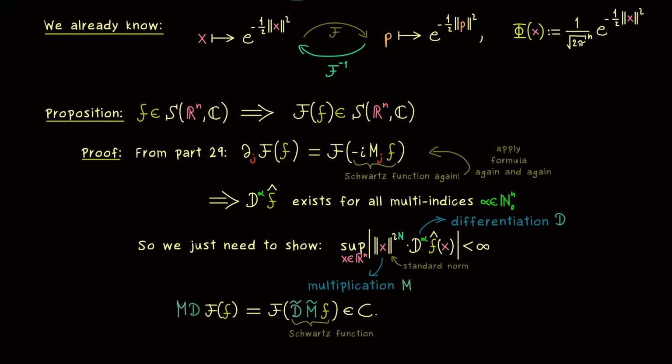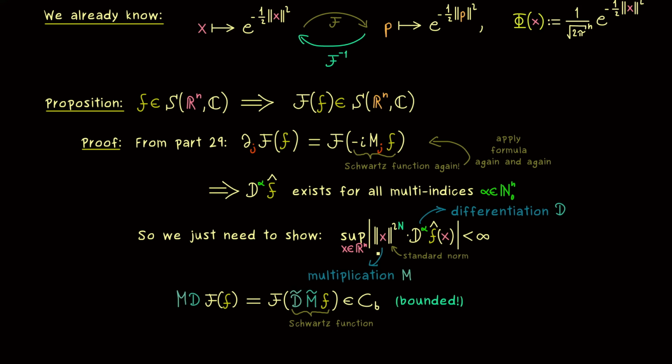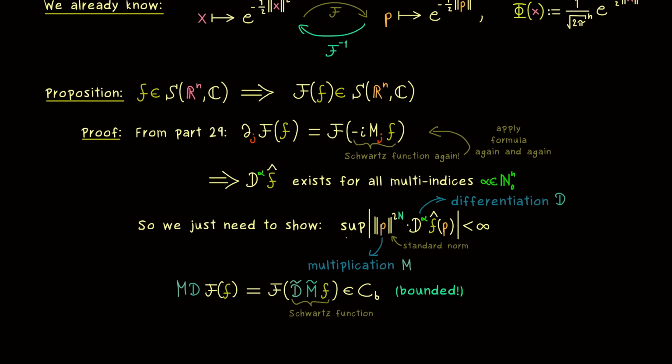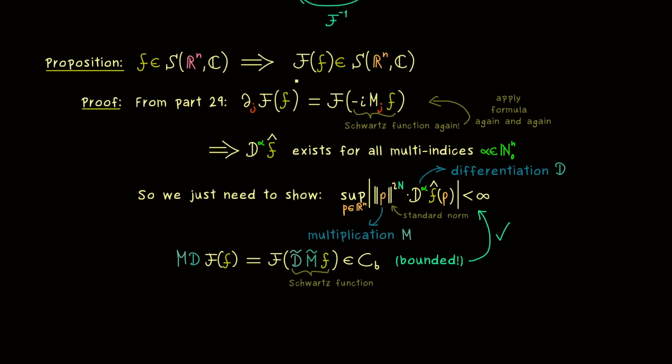In fact, this was one of the first results we had for the Fourier transform, and moreover, we also know it's a bounded function. And this is the crucial part, because it tells us that this supremum here is finite. And maybe to keep it consistent, we should also use the variable name p here. And now you see, this argument works no matter which polynomial we choose and which multi-index alpha. And for that reason, f hat is also a Schwartz function.